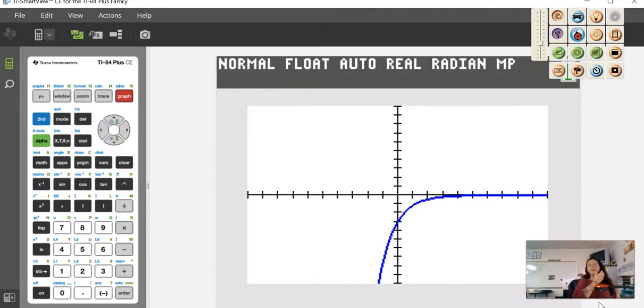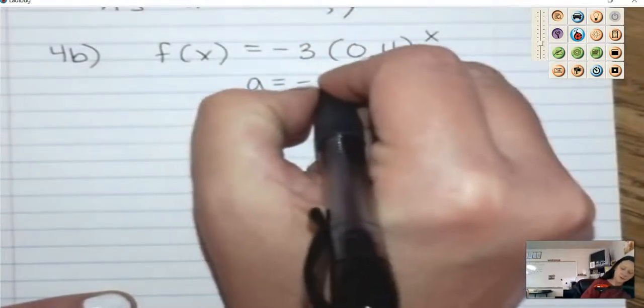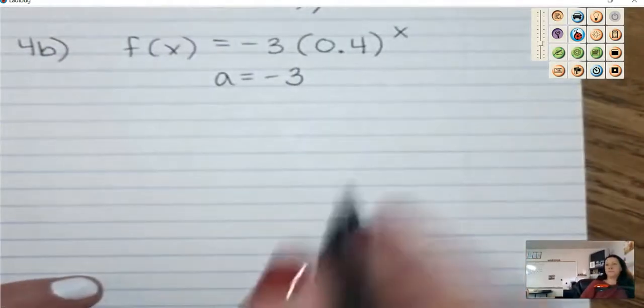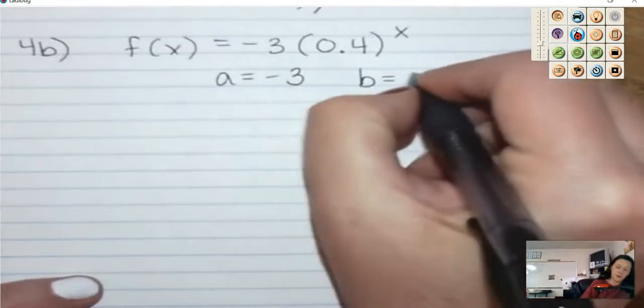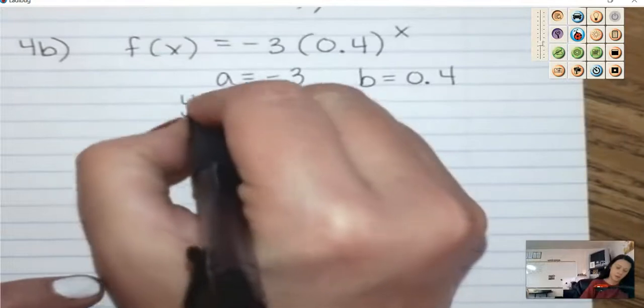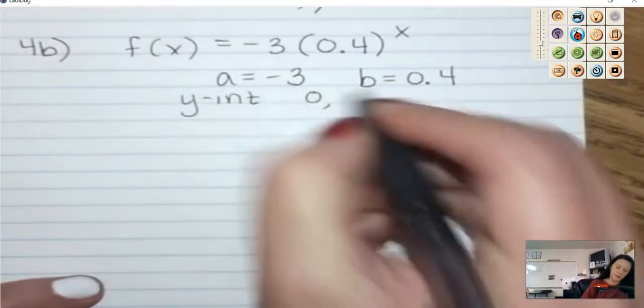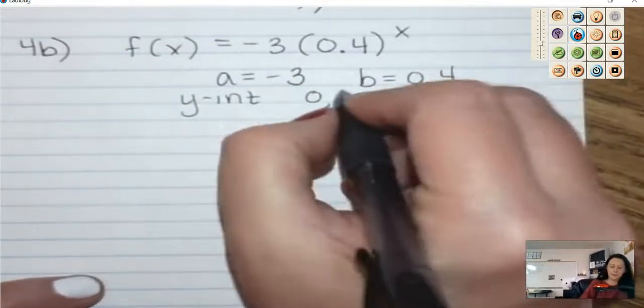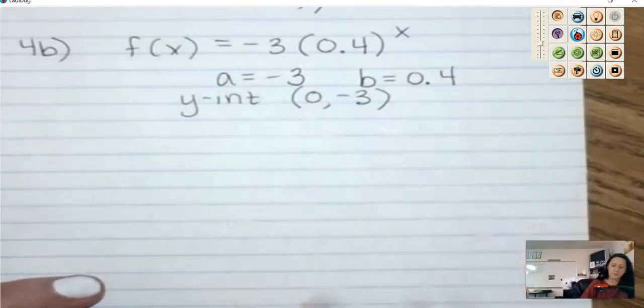Okay, your graph should look like this. You can see where the y-intercept hits. It hits at negative 3. So our a value is negative 3. Your b value is 0.4. The y-intercept is always (0, whatever a is). So (0, negative 3).